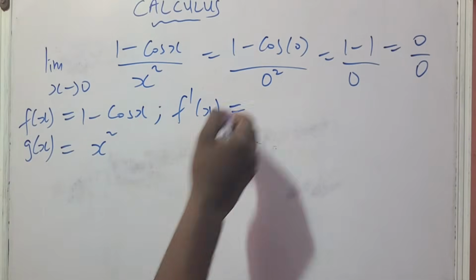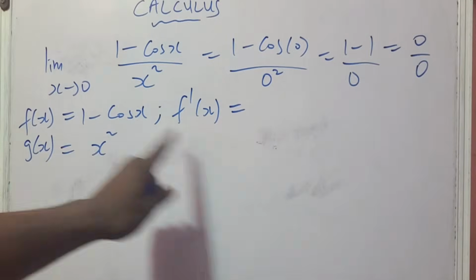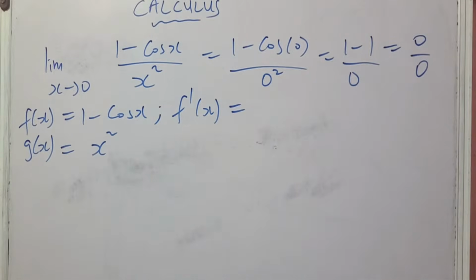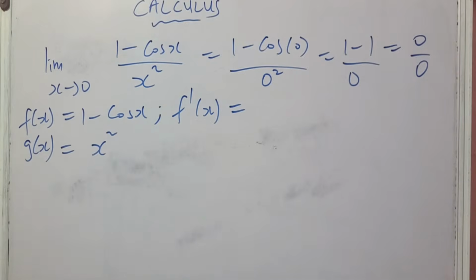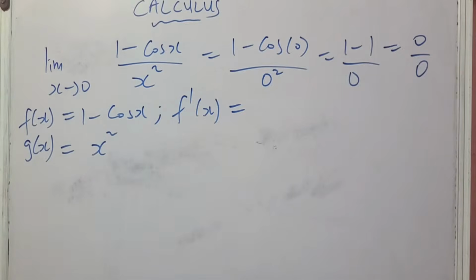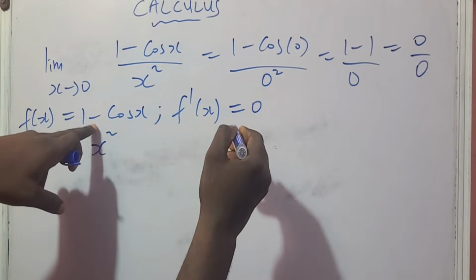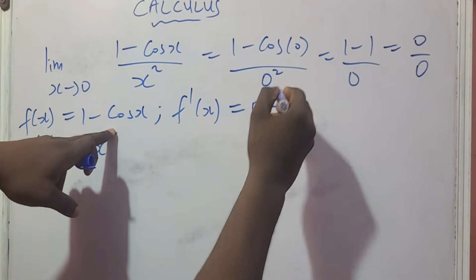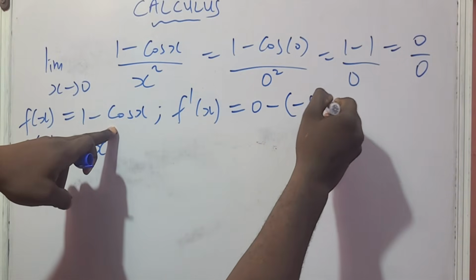If I want to differentiate this, of course, differentiating a constant value gives you 0. Now, differentiating cos x, that's why I said you have to have this table close to you. When you differentiate cos x, this is a circular function. What do you get? You get minus sine x. Differentiating 1 gives you 0, we have a minus here, then when you differentiate cos x, you get minus sine x.